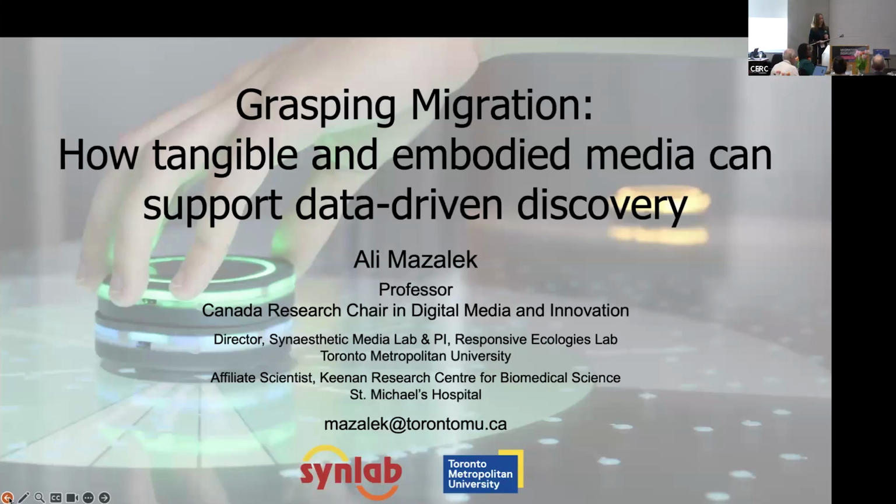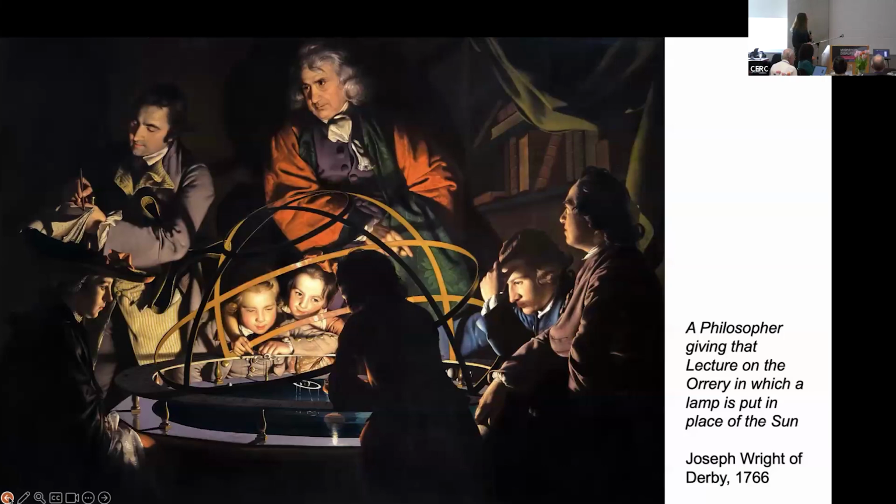So I've titled my talk, Grasping Migration, and how tangible and embodied media can support data-driven discovery. And just to set the context, I wanted to start with this painting. You're probably wondering why she would show a painting by Joseph Wright of Derby from 1766? The reason is that I think this painting really nicely illustrates, at least for me, the importance of artifacts, things that we can touch, that we can feel, that we can manipulate and share with each other.